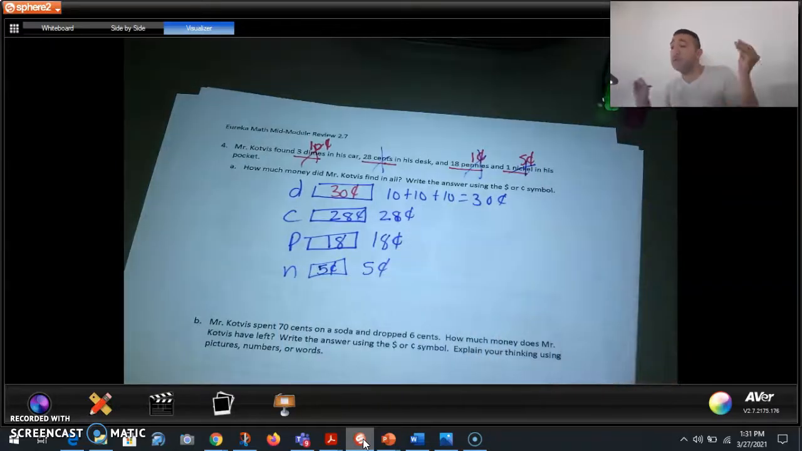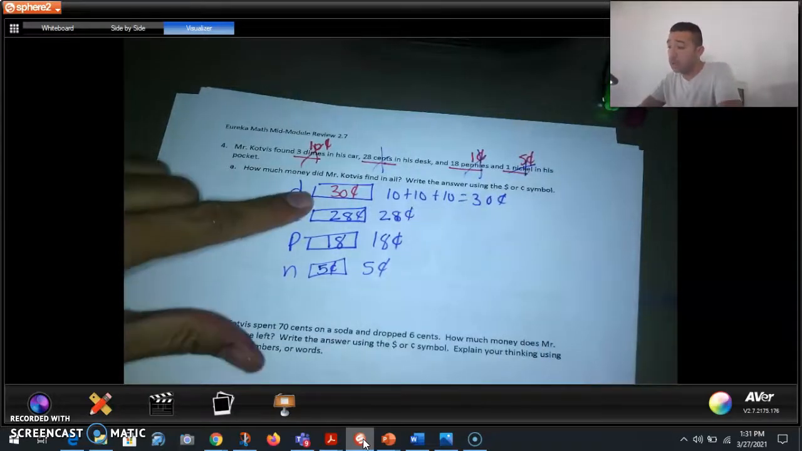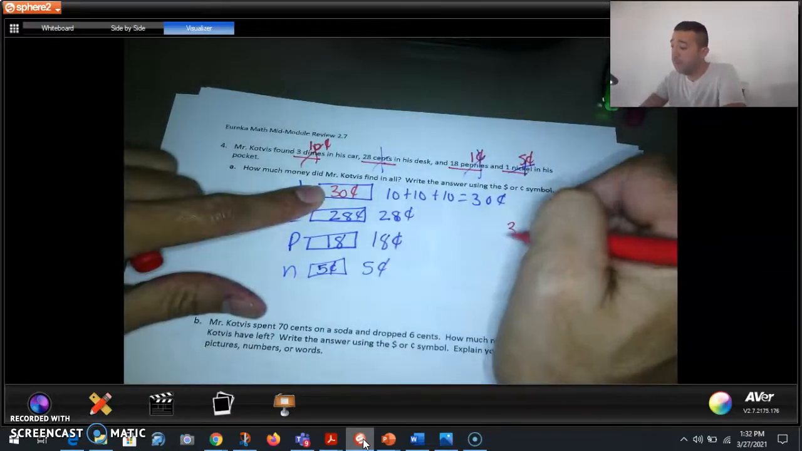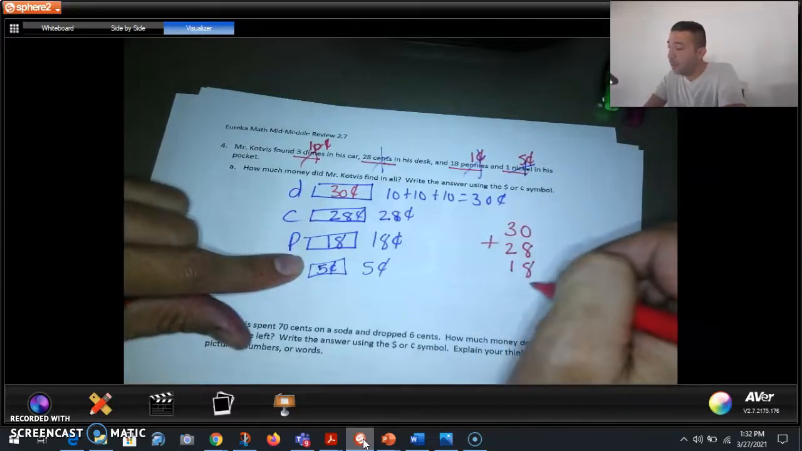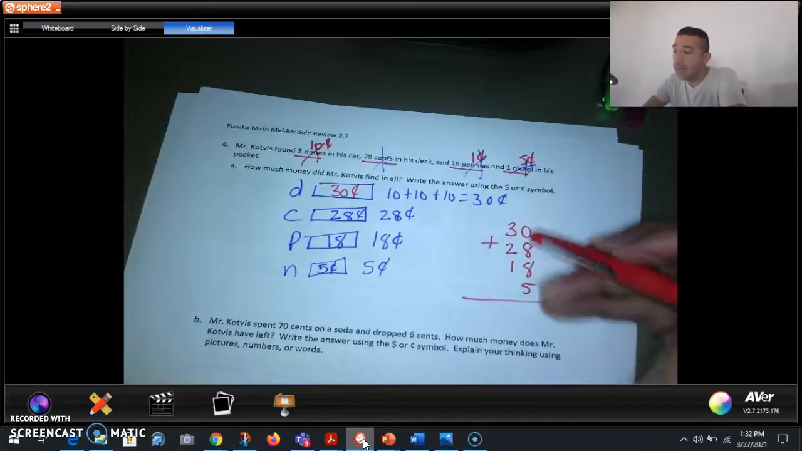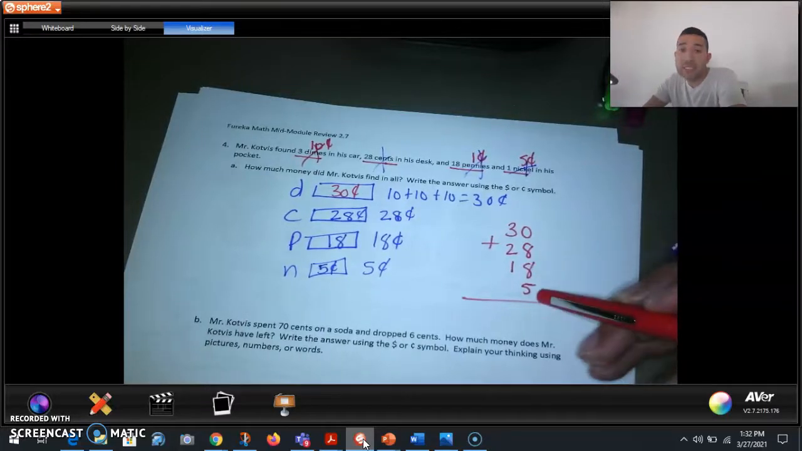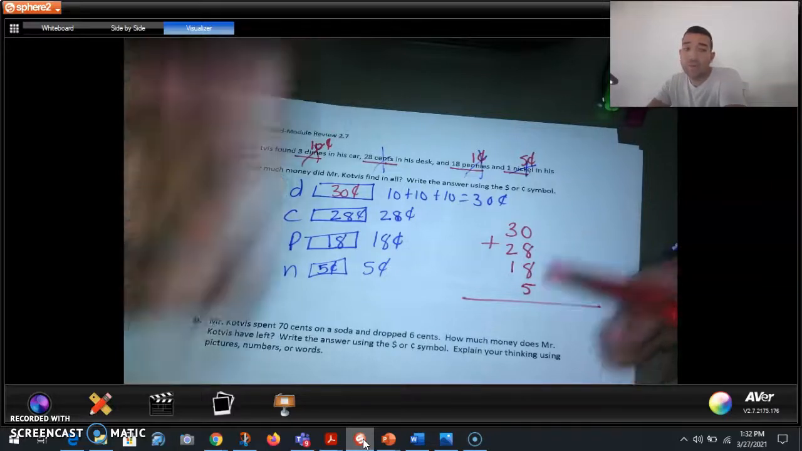Now, how much money did Mr. Cartwright find in total? So for that, of course, we're going to have to add everything to get the total answer. So we're going to be adding 30 plus 28 plus 18 plus 5, right? 0 plus 8 equals 8. 8 plus 8 equals 16. 16 plus 5 is 17, 18, 19, 20, 21.